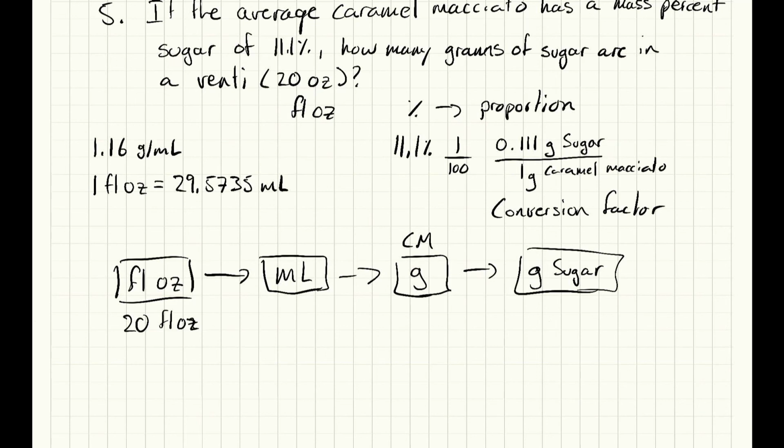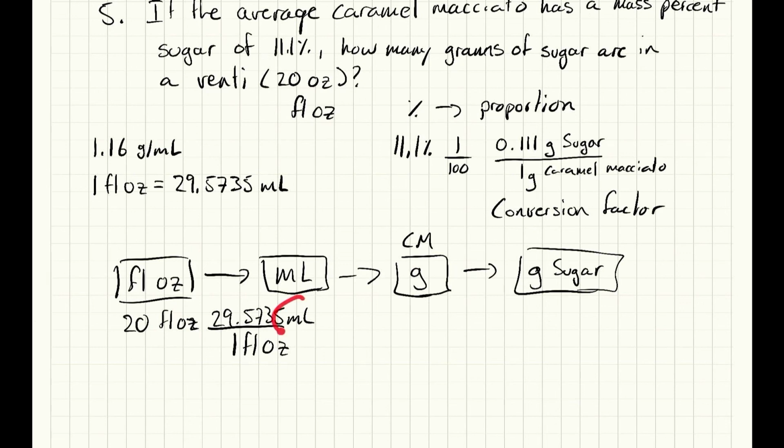of caramel macchiato, really. And then we're going to say, okay, the unit that we want on top is the unit that we're going to multiply by. So we want to end up with milliliters on top, so we're going to multiply so that we have milliliters on top. So it's going to be 29.5735 milliliters, right? That's the unit we want. We put that on top. And then we're going to put 1 fluid ounce on the bottom.